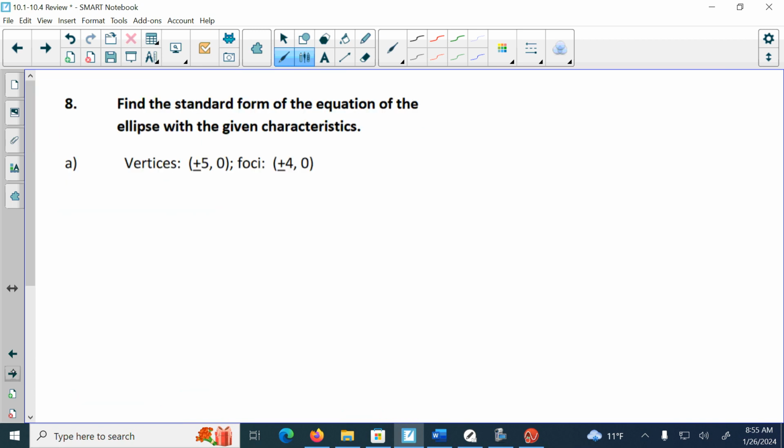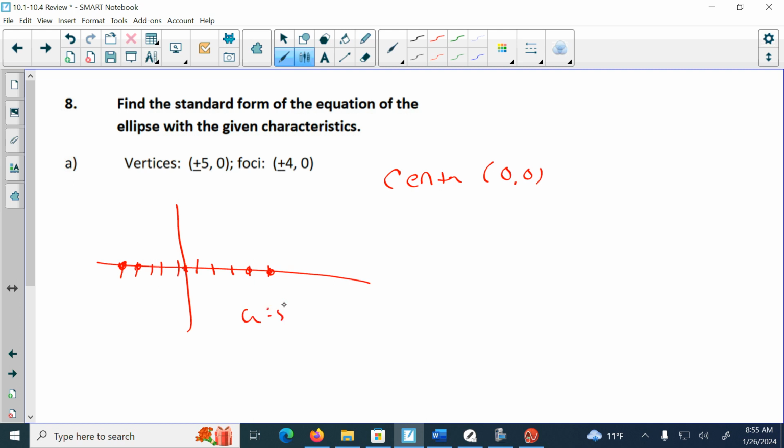All right, number 8. Find the standard equation form of the ellipse with the given information. So I like doing a rough sketch. So if my vertices are 1, 2, 3, 4, 5, 1, 2, 3, 4, 5, so there's my vertices, which means my center has to be at 0, 0. And my a, because the foci is 4 and 4, so my a has to be 5. That's the distance from the center to my vertice. So my a is 5. My c is the distance from my center to my foci, so my c is 4.